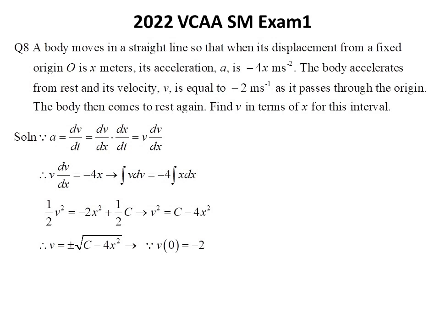Since v of 0 equals negative 2 meters per second, when the body passes through the origin O, negative square root of c minus 4x squared equals negative 2, which gives c equals 4. Hence, v of x equals negative 2 multiplied by the square root of 1 minus x squared.